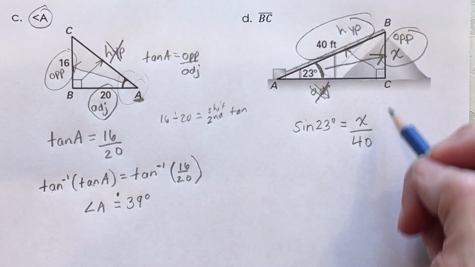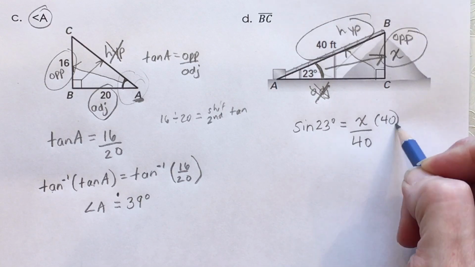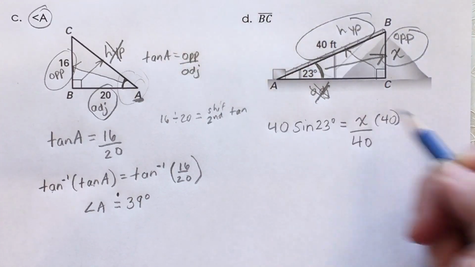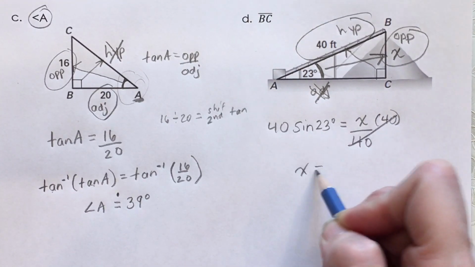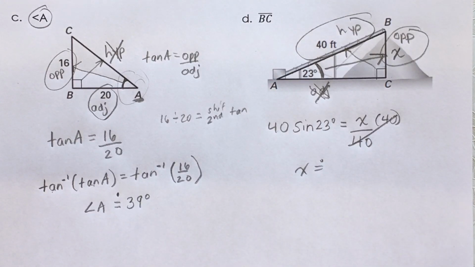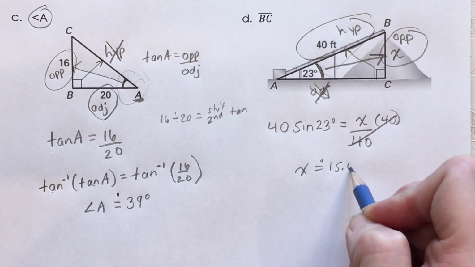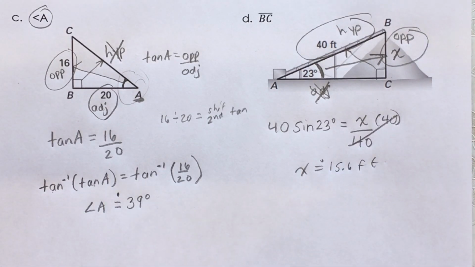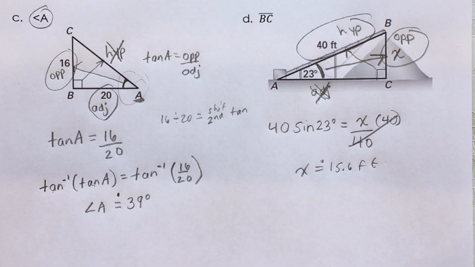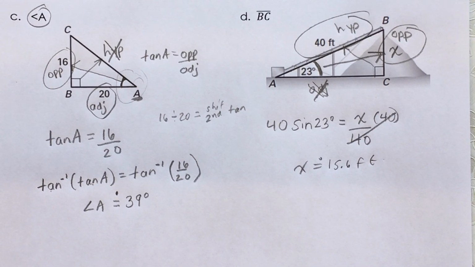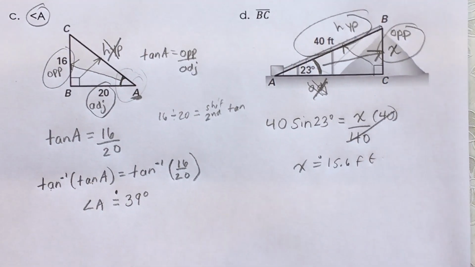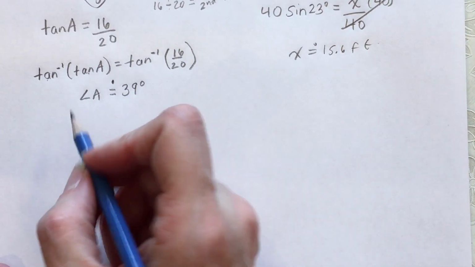So then to get X by itself, we're going to multiply both sides by 40. And then if we use our calculator properly, we're going to do 40 times the sine of 23. And you should get approximately 15.6 feet. Okay, so that's a review of using SOHCAHTOA. So why do we say SOHCAHTOA?